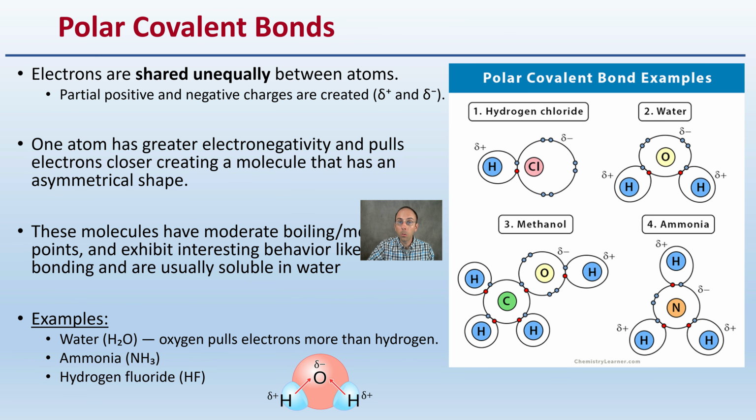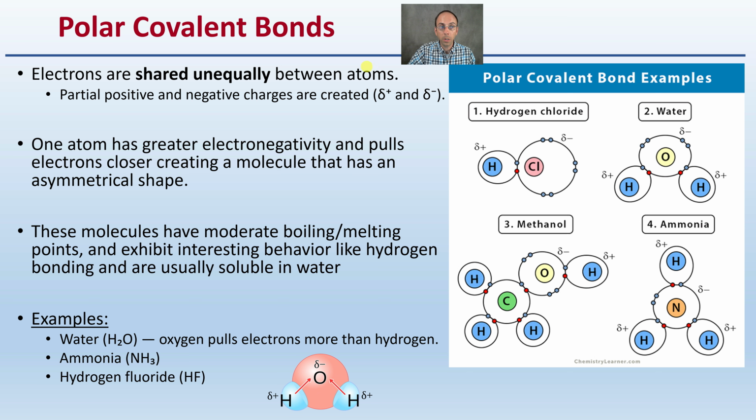Now those polar covalent bonds, diving into these in a little bit more detail, these are when our electrons are shared unequally between atoms, creating those partial positive and negative charges. One atom has a greater electronegativity, and that's going to pull those electrons closer, creating a molecule that has an asymmetrical shape. These molecules have moderate boiling and melting points and exhibit interesting behavior like hydrogen bonding and are usually soluble in water. Water would be a prime example of our polar covalent bond, as well as ammonia and hydrogen fluoride. You can see them represented here as well as here.